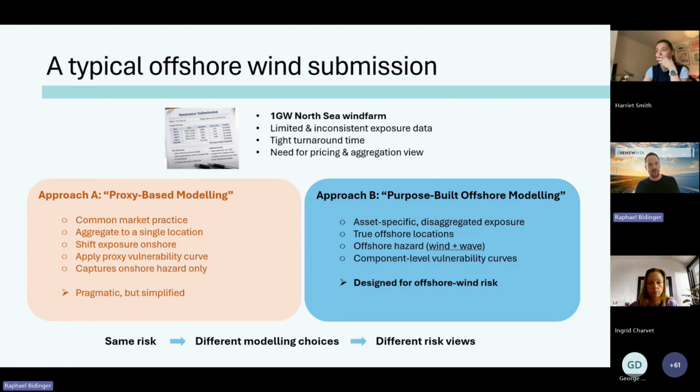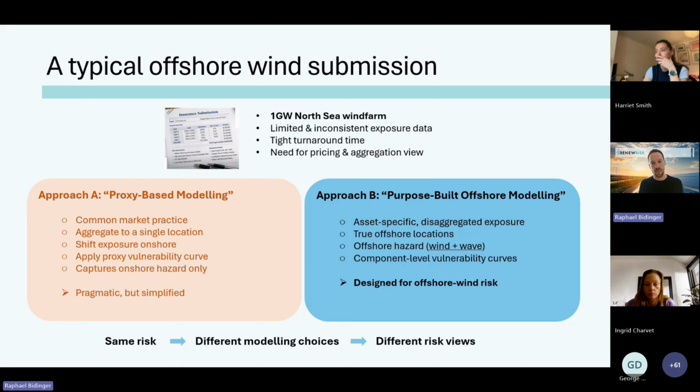So imagine you receive a submission for a typical offshore wind farm located somewhere in the North Sea. You might have limited exposure information available, probably a tight deadline to work with, and you still need to somehow come up with a confident pricing and risk decision. And depending on how you model that risk, you can arrive at very different conclusions at the end.